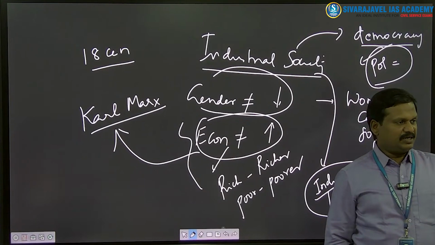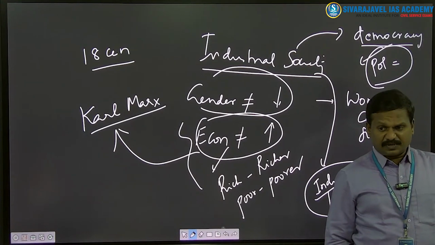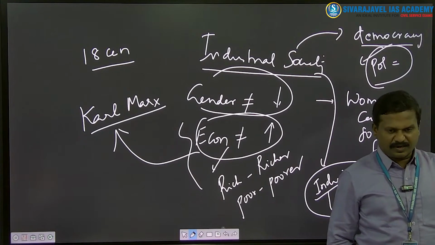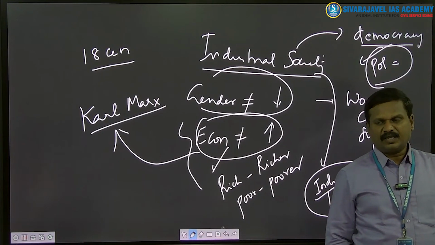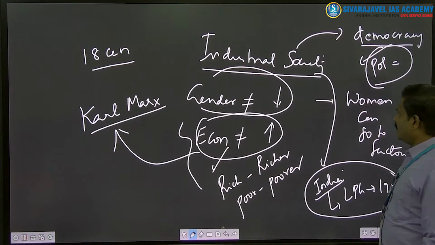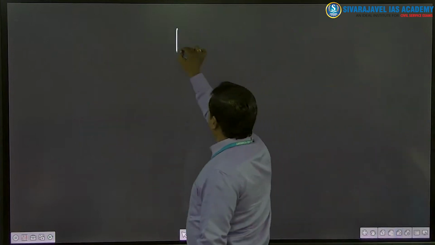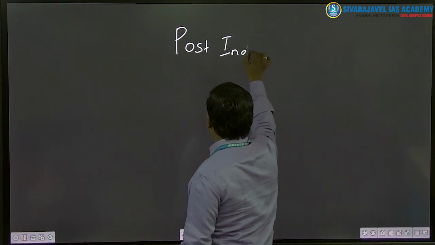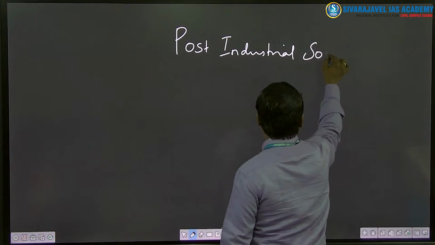But it does not mean that we have left agriculture. I've told earlier that even today, 60% of the population directly and indirectly are dependent on agriculture only. Okay. Now come to this 5th society called as post-industrial society.